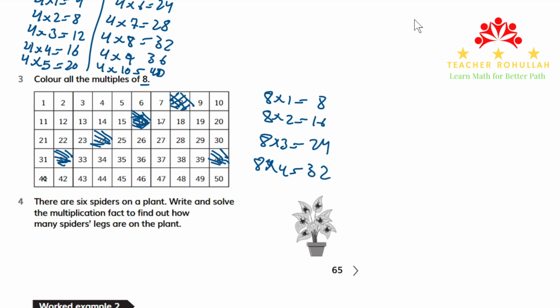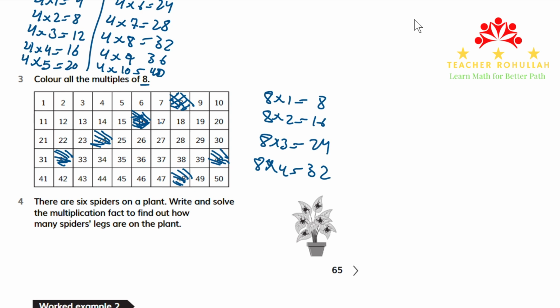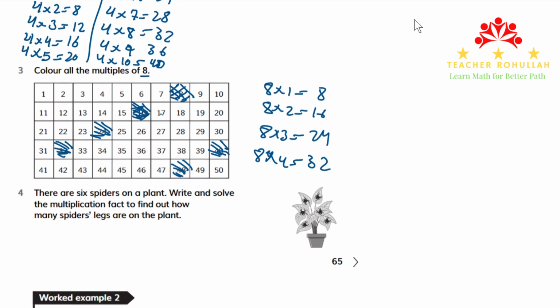So we continue 1, 2, 3, 4, 5, 6, 7, 8. And we have 48, which is a multiple of 8. We do not have any more numbers that we should count in 8s to get a multiple of 8. So the numbers we got here are 8, 16, 24, 32, 40, and 48. So we could find all the multiples of 8 here in question number 3. Let me scroll down to move to question number 4.